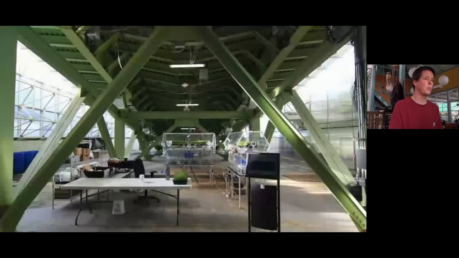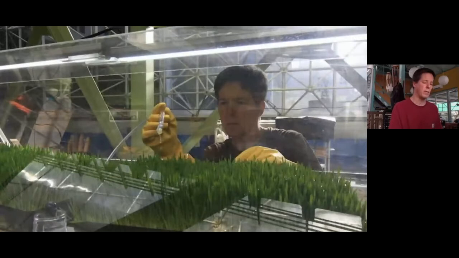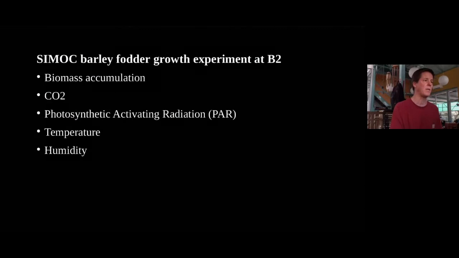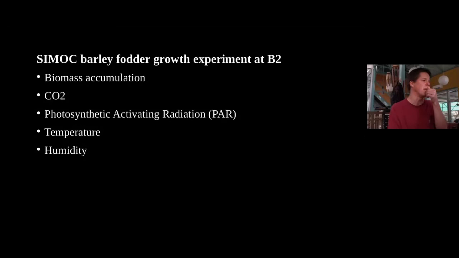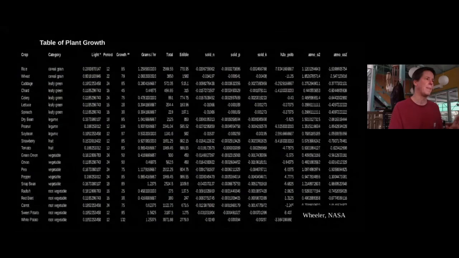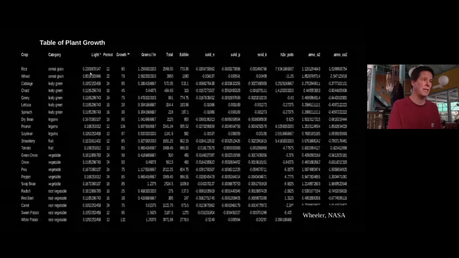So briefly, I'm going to share with you an experiment that I ran in 2019. I was living at the Biosphere for a month. We actually grew our own barley fodder, and we wanted to grow the barley in order to understand biomass accumulation, CO2, photosynthetically active radiation, temperature, and humidity. Those are the five things that we monitored. Oh, also water intake. The reason we did this is because if we go back to the data from Ray, these are averages. He took the beginning biomass, the weight of the seed, and the end biomass, and all these numbers are averaged over the life of the plant.